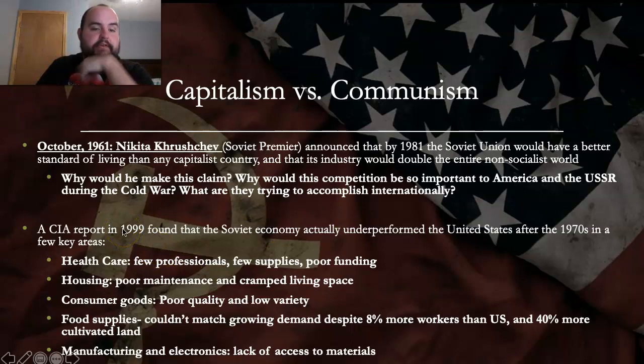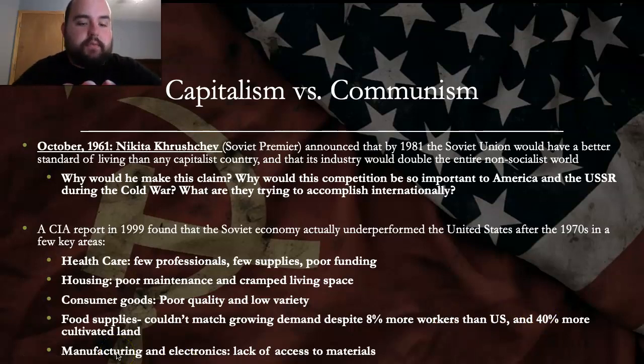By 1999, however, a CIA report had been released that found that the Soviet economy was actually underperforming the United States after the 1970s, especially in a few key areas. For example, healthcare had few professionals, few supplies, and poor funding. Housing had poor maintenance and a cramped living space. Consumer goods were of poor quality and there was a low variety. Food supplies could not match the growing demand that the Soviet Union had, despite the fact that they had 8% more workers than the United States and 40% more cultivated land than the United States. Finally, manufacturing electronics was behind the rest of the Western world, largely due to a lack of access to materials.